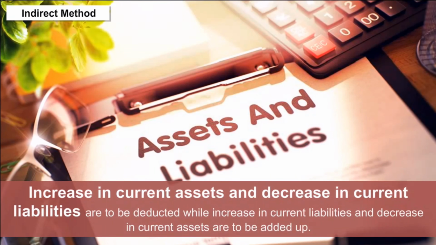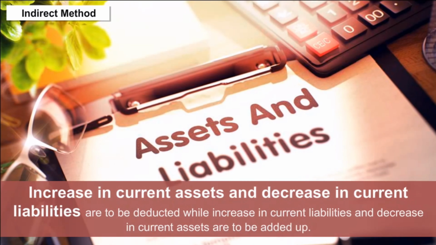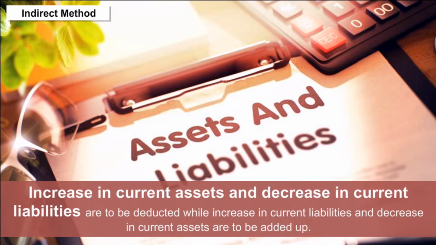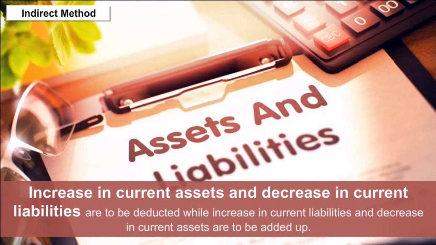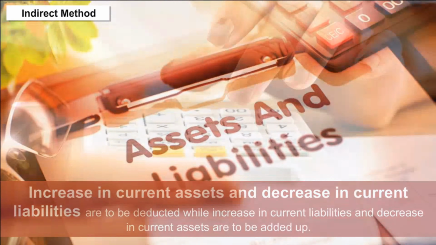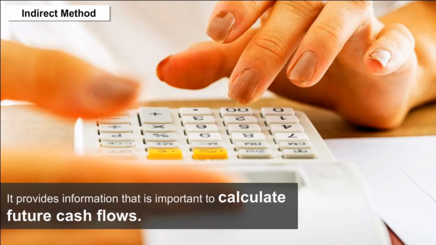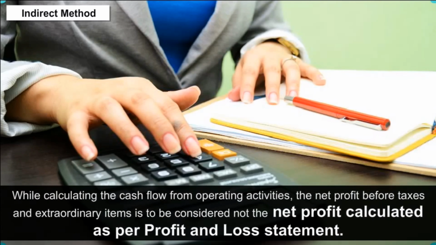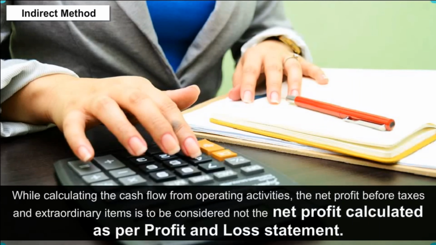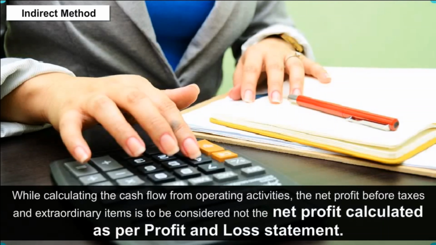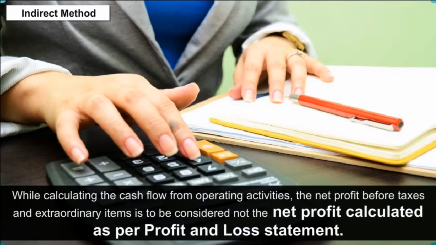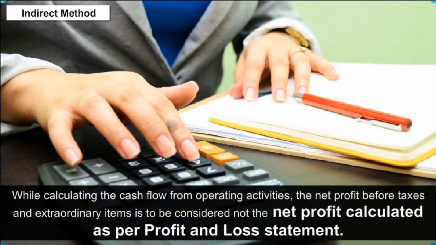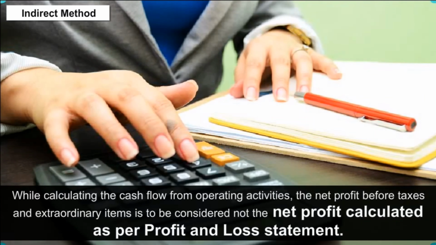Increase in current assets and decrease in current liabilities are to be deducted, while increase in current liabilities and decrease in current assets are to be added up. It provides information that is important to calculate future cash flows. While calculating the cash flow from operating activities, the net profit before taxes and extraordinary items is to be considered, not the net profit calculated as per the profit and loss statement.